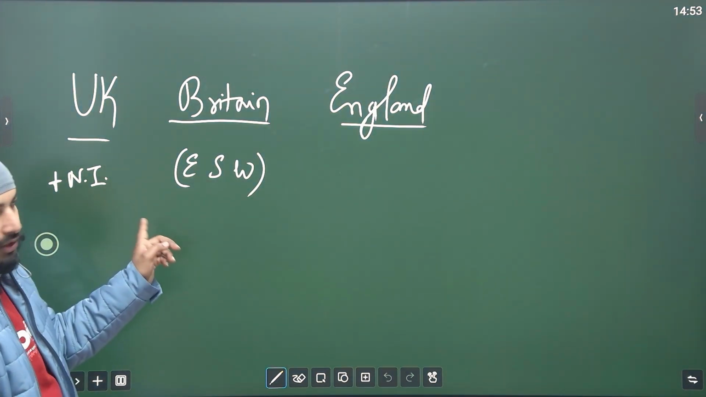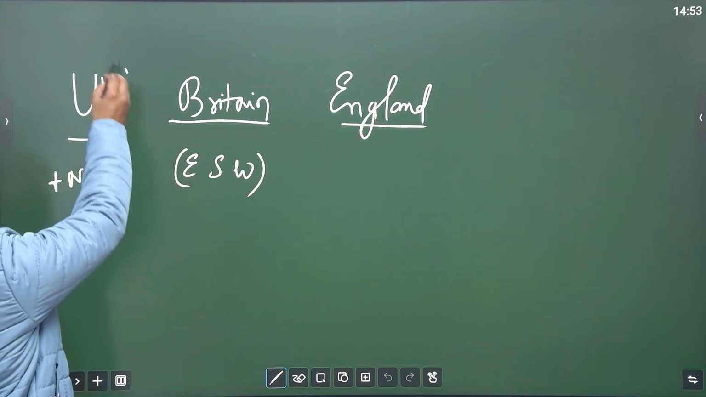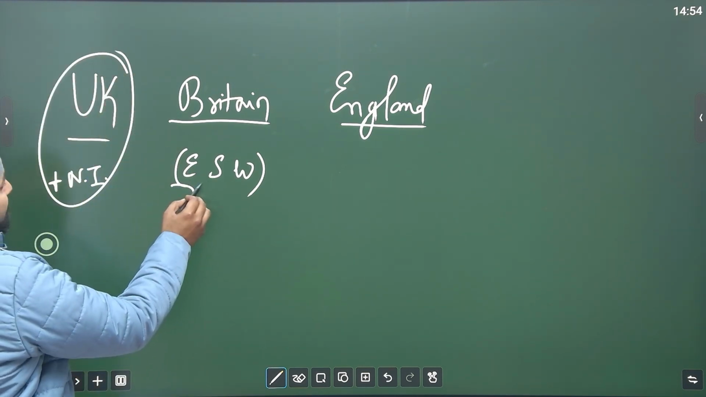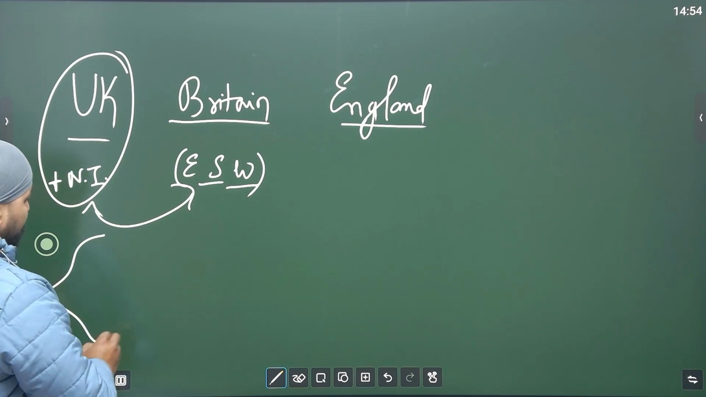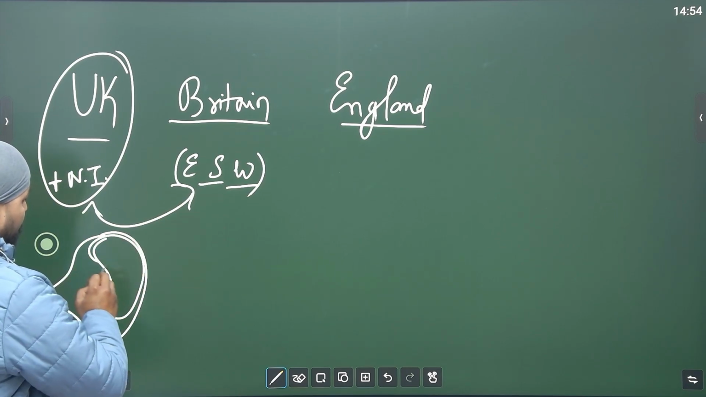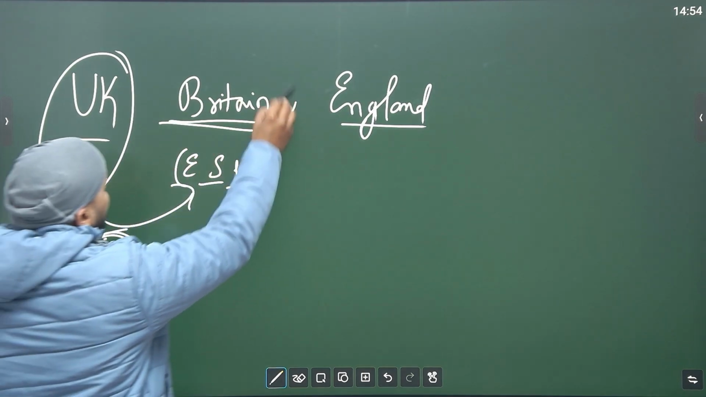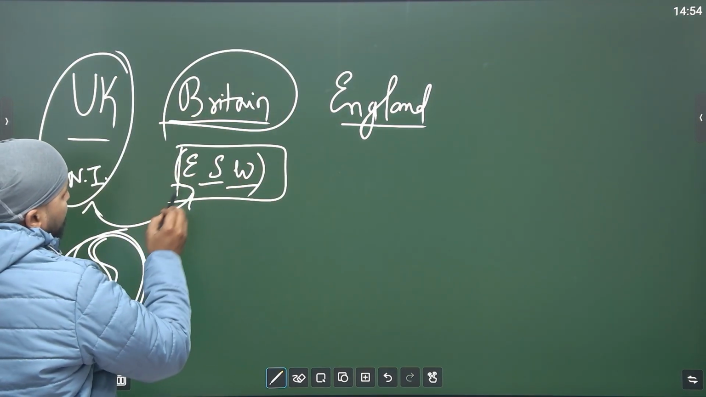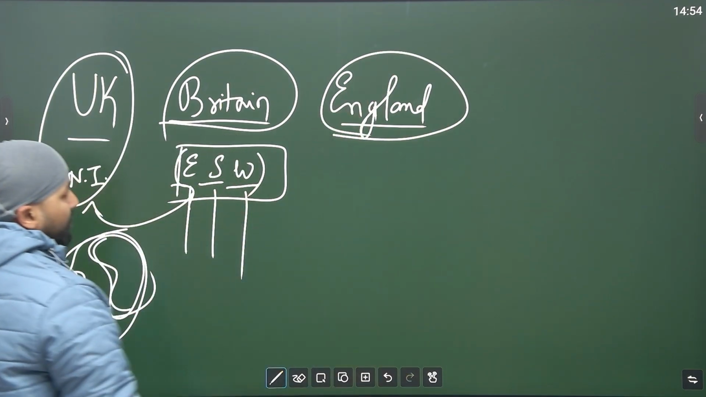Now the difference between UK, Britain and England, because quite a few times it is not clear. UK means England, Scotland, Wales plus Northern Ireland. That whole thing, this Britain side plus Northern Ireland, combined make the UK. Britain means these three portions, that is England, Scotland and Wales. England alone is a country.